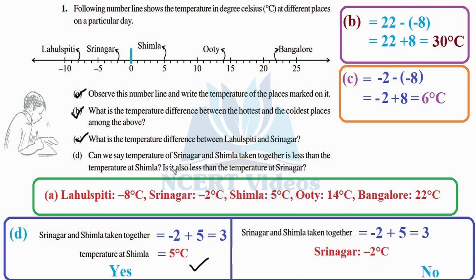Now, is it also less than the temperature at Srinagar? Well, we have to see it again. We have calculated Srinagar and Shimla taken together earlier, that is 3 degrees Celsius. Now, the case is reversed. Srinagar is at -2 degrees Celsius, so this is false. It is not less than the temperature at Srinagar, it is greater. So that was your D and this was your question number first.